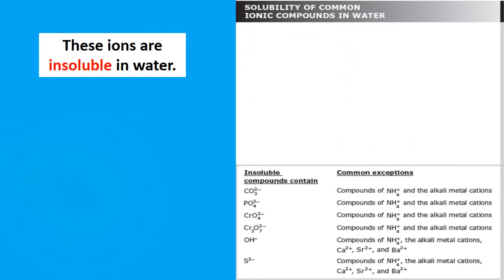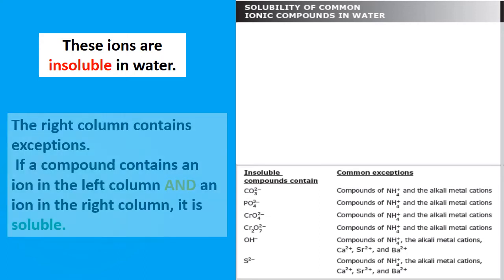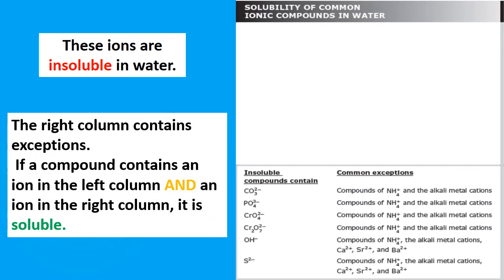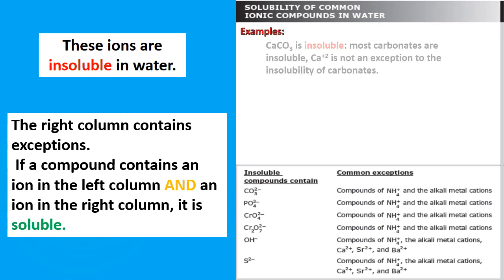All right, these ions here are insoluble in water. So these ions are normally going to be insoluble in water when they're in a compound. And these are the common exceptions. So if carbonate is paired with ammonium, it's going to be soluble. Normally, it's insoluble. So if it's paired with ammonium and the alkali metals, what are alkali metals? Remember, they are the group 1 metals, the cations of the group 1 metals. You need to be familiar with that. So again, if it contains one from the left and one from the right, then it's going to make it soluble. Let's get some examples.